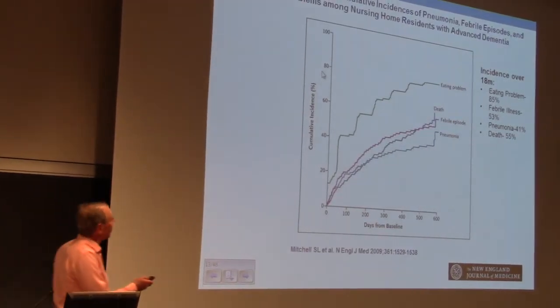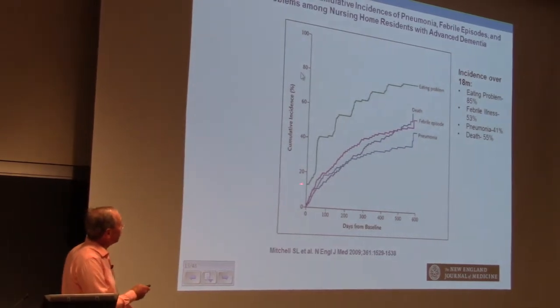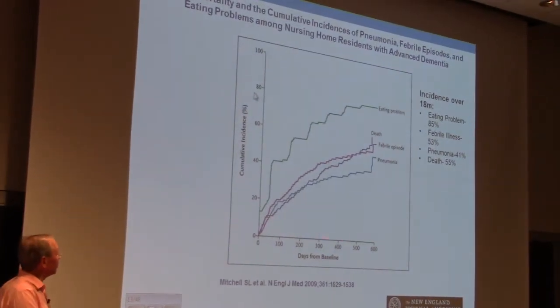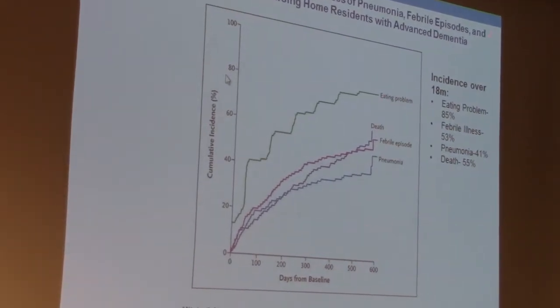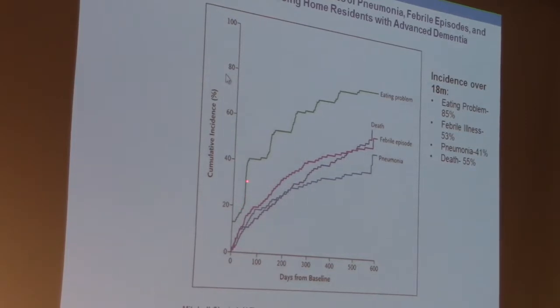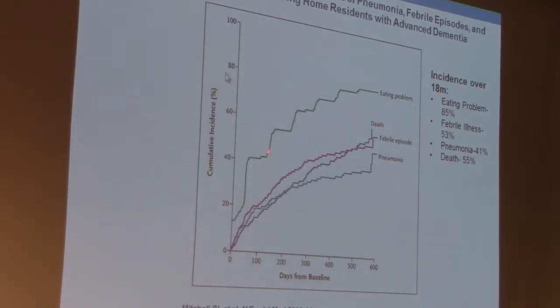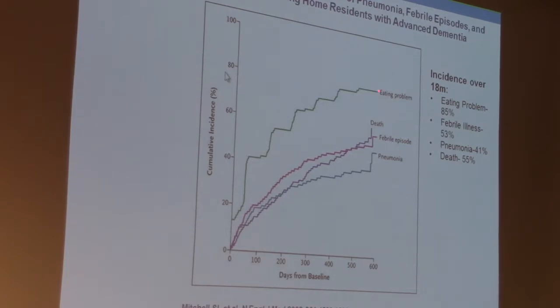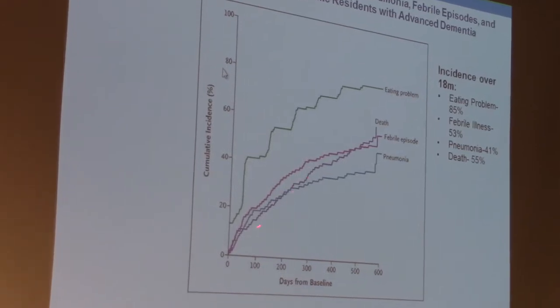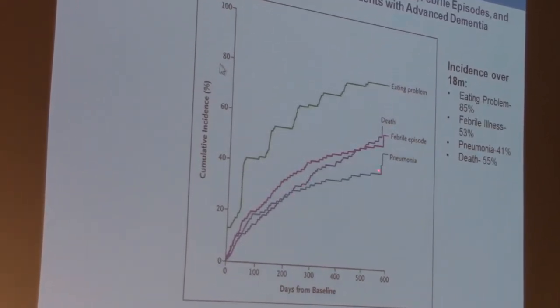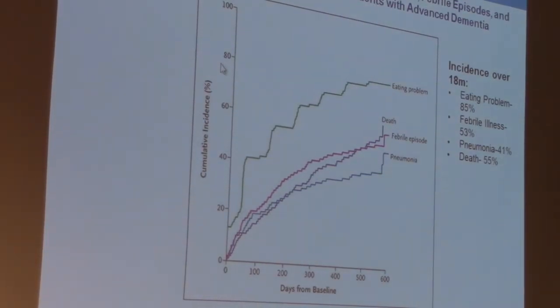And this is just a graph to show you the cumulative incidence. So if you follow these people with advanced dementia over time, this is over 600 days, so almost 2 years, and this is the 18th month marker. You can see that the majority of people, their brain is degenerating, they're not able to swallow anymore, they're developing eating problems, so that by about 18 months, almost 70 to 80% of people have eating problems. About half of the people will develop a febrile illness, about 30-40% will develop pneumonia, and half of the people are dead by that time. There's this cumulative mortality.